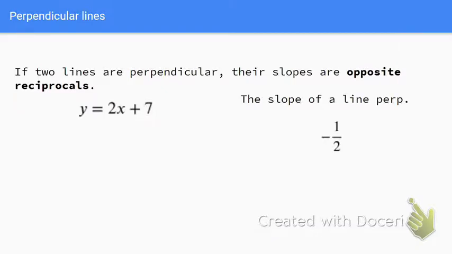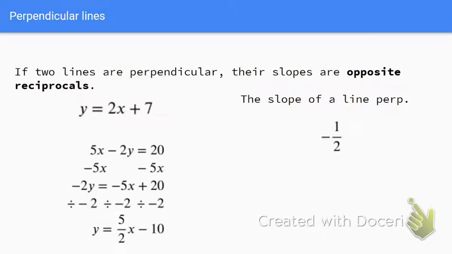So let's look at this one. The slope of the line perpendicular here would be -1/2, because you can rewrite 2 as 2/1. You would flip this to be 1/2, and take the opposite sign. That's it. Flip it. Take the opposite sign. Are we good so far?